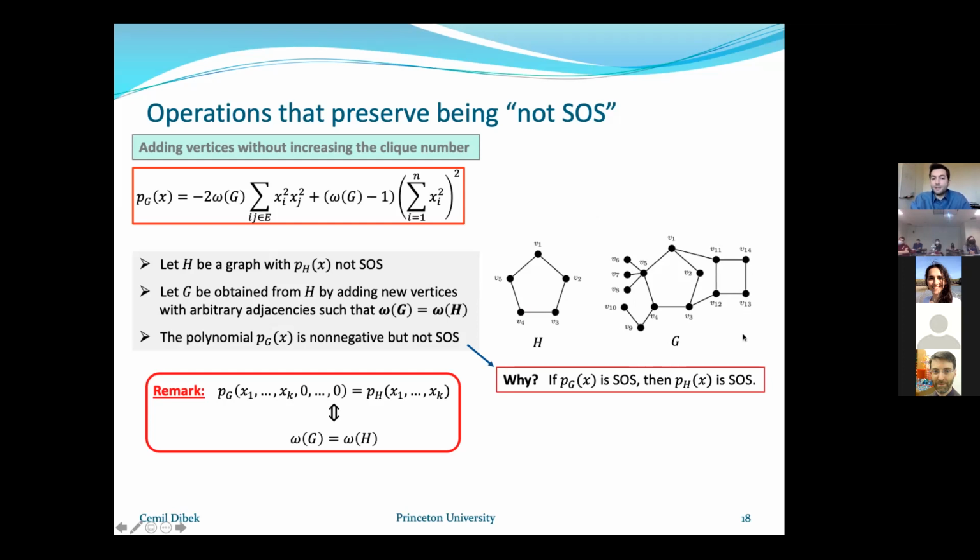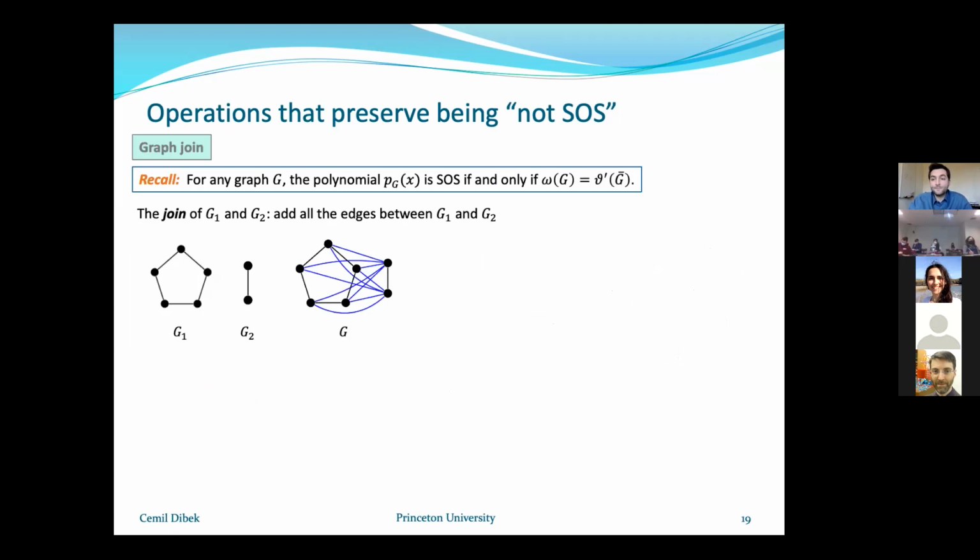But this is just then a restriction of an SOS polynomial, which should be SOS, but it's not SOS. So P_G(x) cannot be SOS. Okay, so this gives us a way of generating many more non-negative but not SOS polynomials. A little bit more interesting one is graph join.